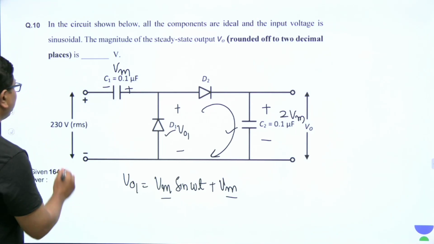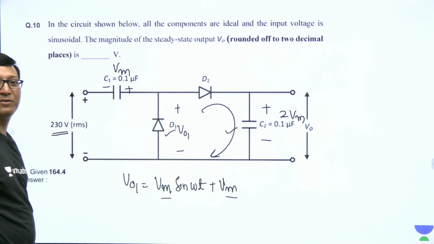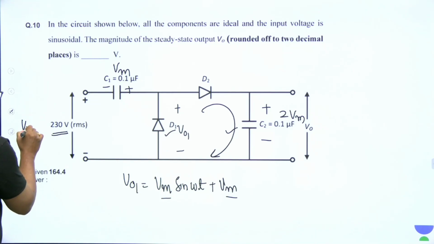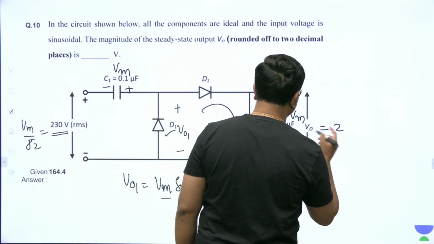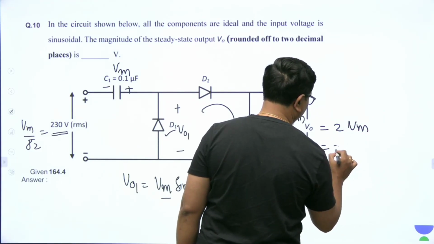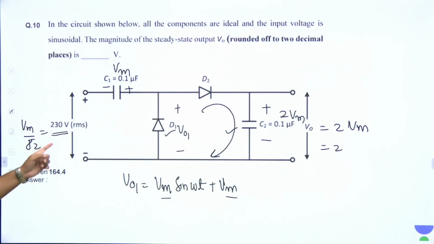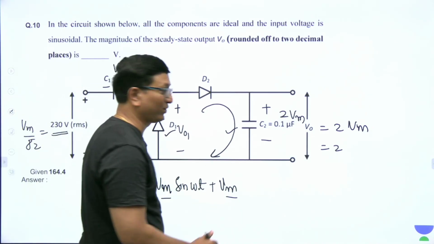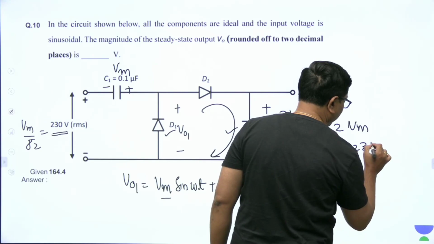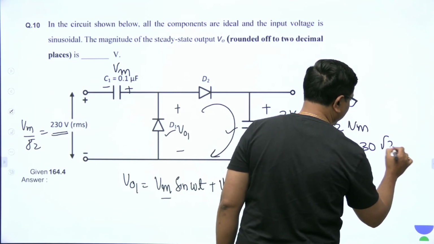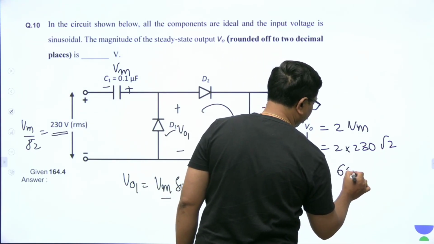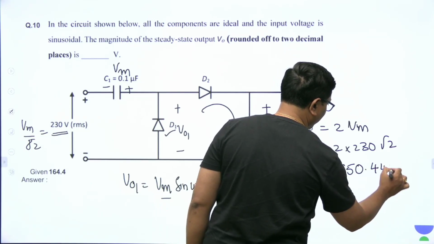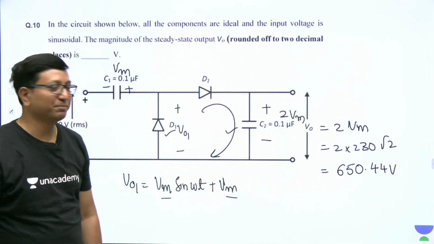But here the value given is RMS. The RMS value of the secondary voltage is given. So what they give is Vm by root 2, Vm by root 2 is 230 volts. Then what is your output? It is 2 Vm. So 2 into Vm, which is 2 into Vm by root 2, is 230. So Vm is 230 root 2 volts, into 230 into root 2. Root 2 means 1.414. So you will get some 360.44 volts. That is your answer.